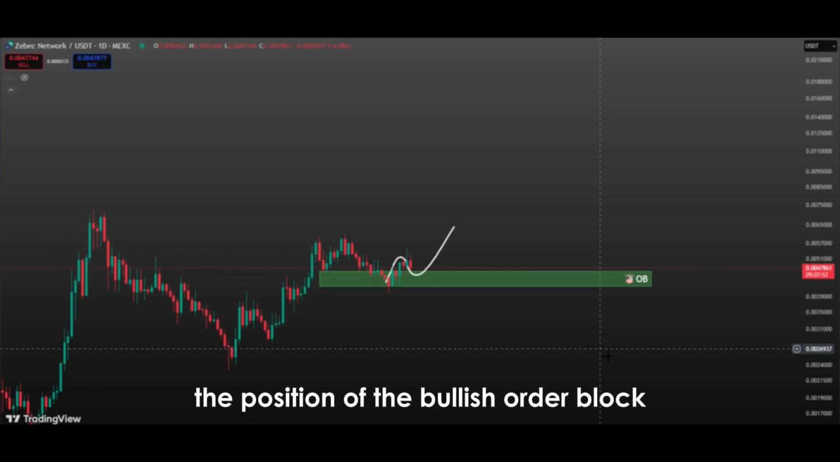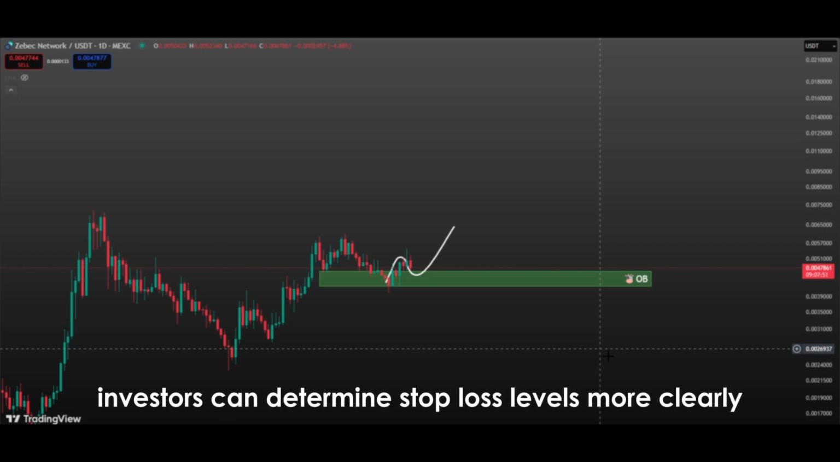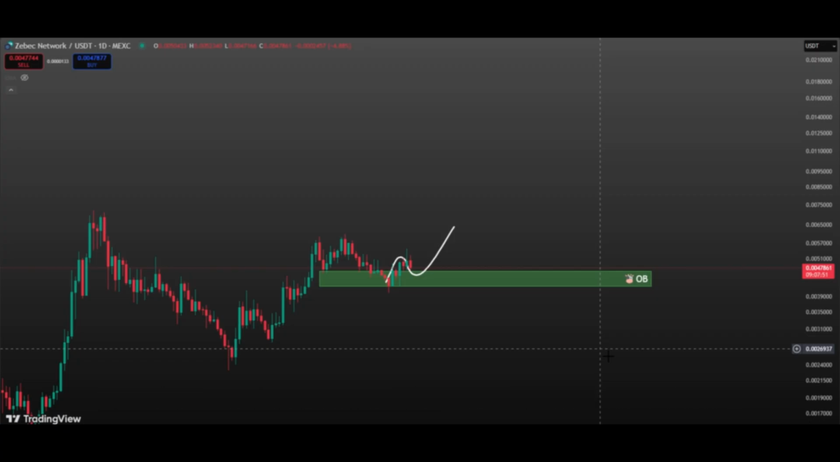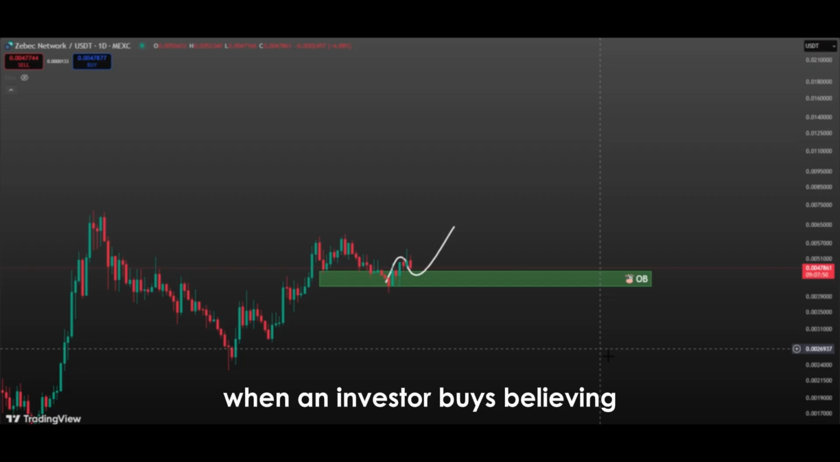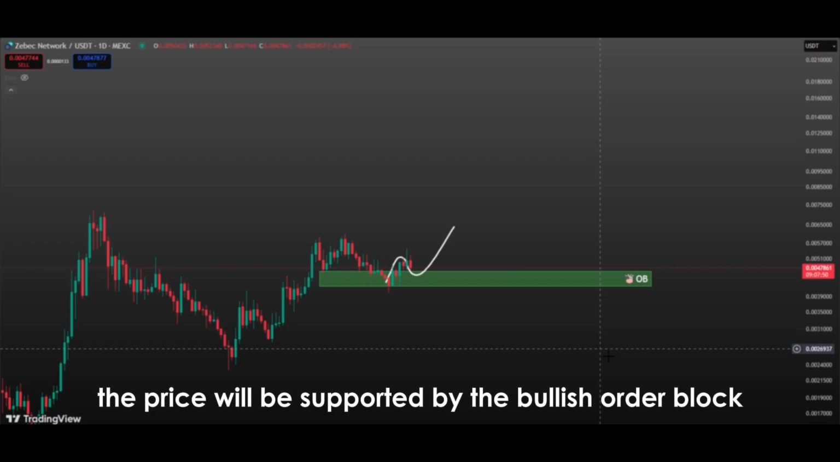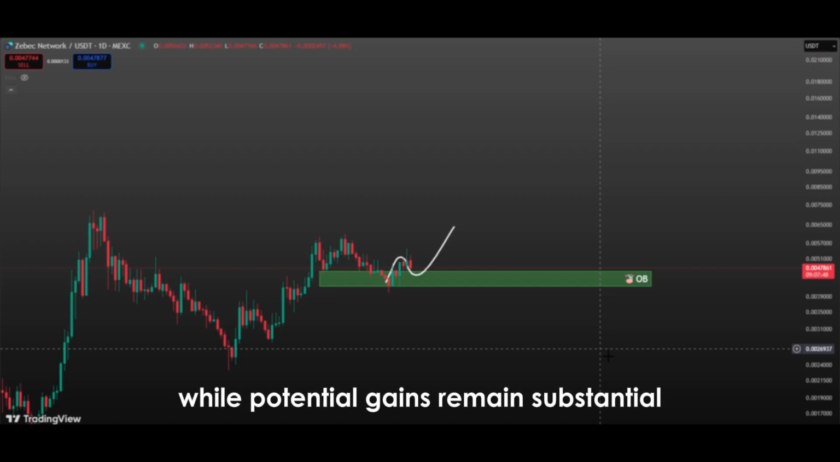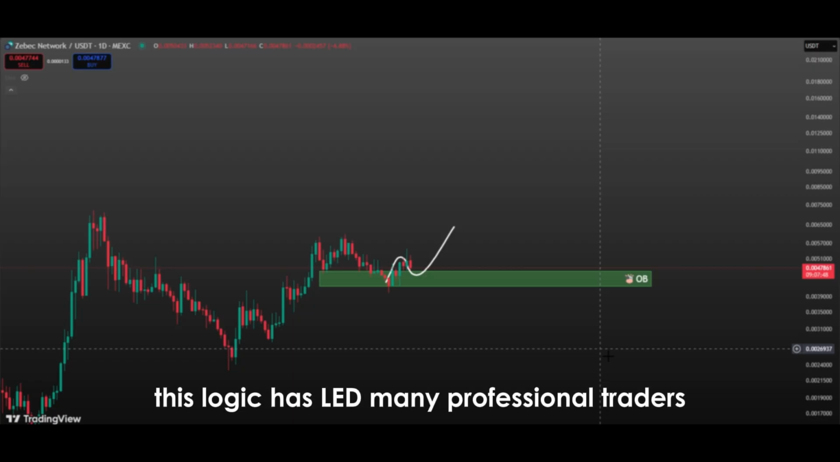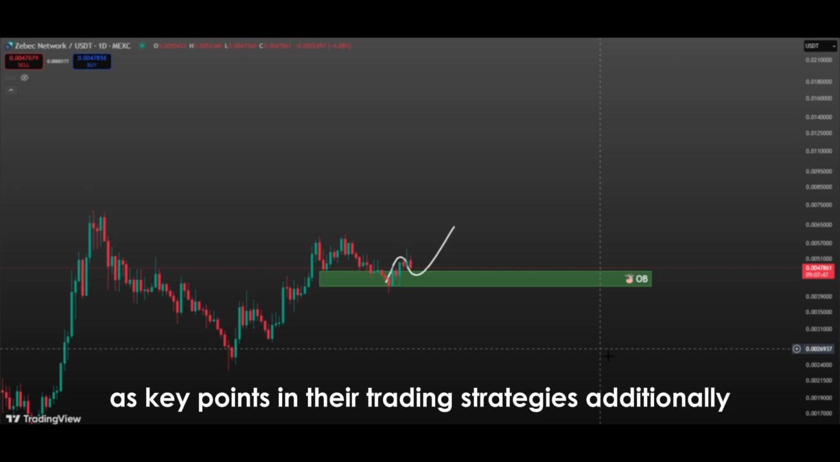The position of the bullish order block just below the price also serves as a strategic safety net. When the price reaches this zone, investors can determine stop-loss levels more clearly, which provides a major risk management advantage. When an investor buys believing the price will be supported by the bullish order block, they can quickly close their position if the price drops below this area. This allows losses to remain limited while potential gains remain substantial. This logic has led many professional traders to place bullish order blocks as key points in their trading strategies.